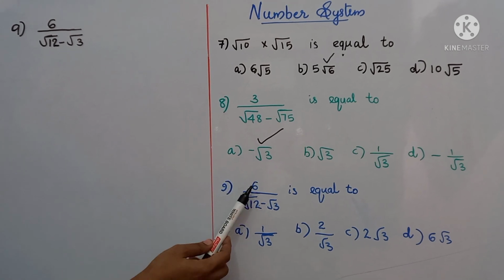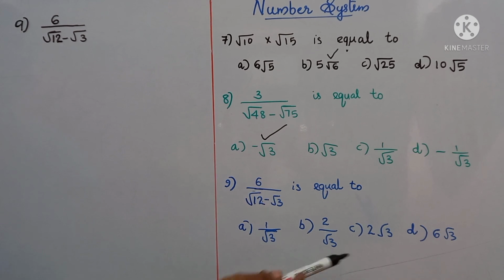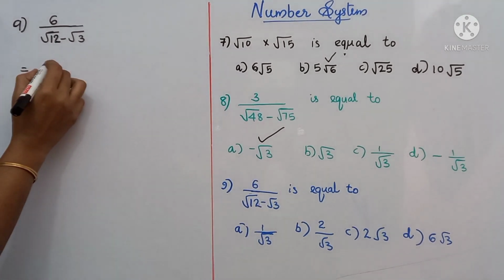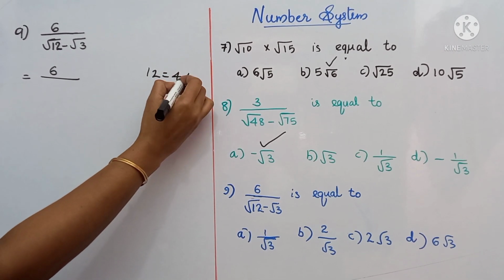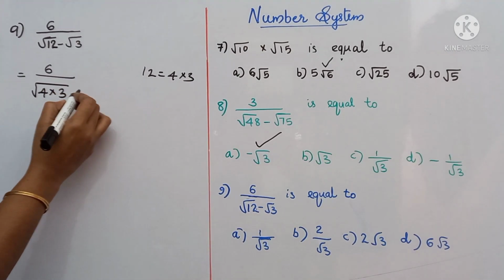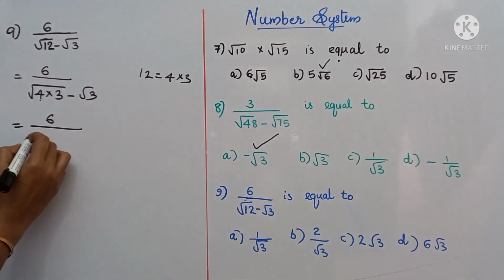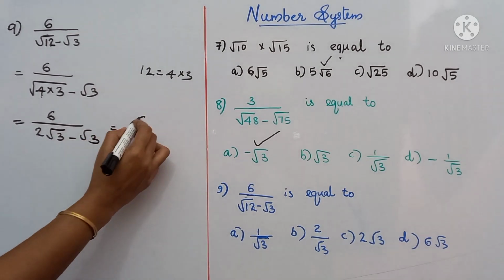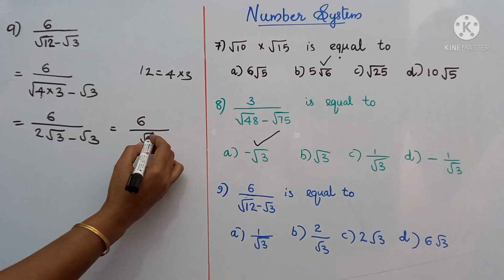Ninth question, also one similar question. 6 divided by root 12 minus root 3 is equal to. Here we have to find the correct answer. For that we can solve it. It's very simple. 6 divided by root 12 can be written as, we can write 12 as 4 into 3. So we are writing root of 4 into 3 minus root 3. That is equal to 6 divided by 4. Square root of 4 we know is 2. It is 2 root 3 minus root 3. Then that is equal to 6 divided by 2 root 3 minus root 3 is equal to 1 root 3. That is root 3 itself.